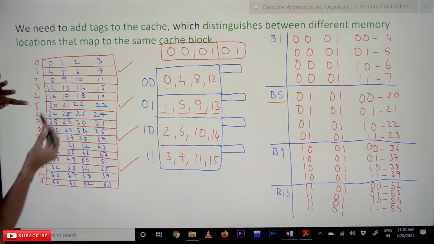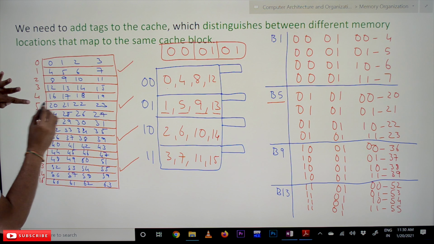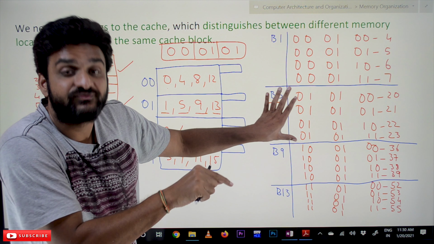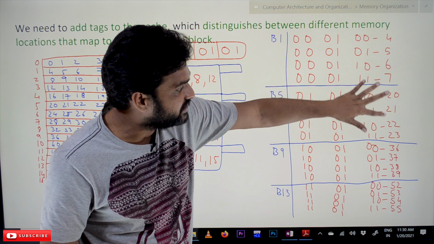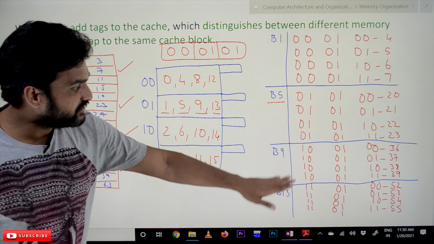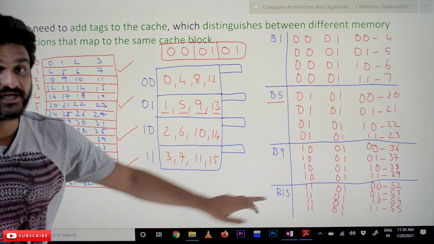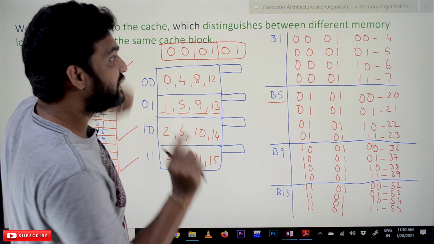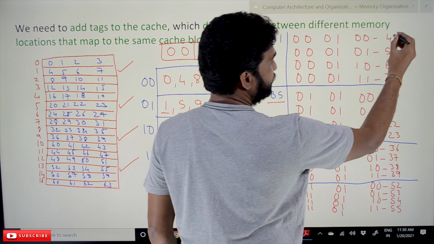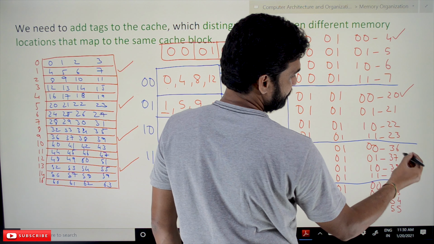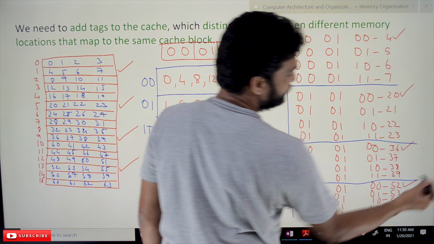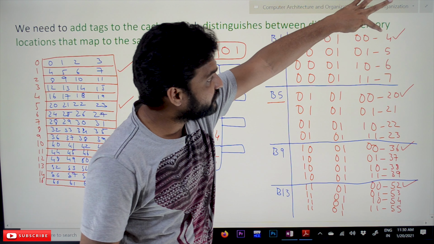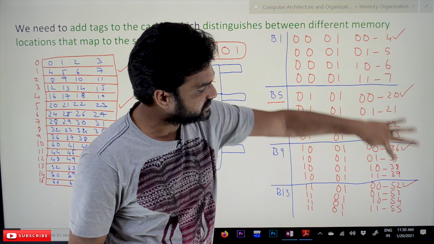20, 21, 22, 23. So these are the words that are present in block 5. The binary representations of the addresses of the words present in block 5 are these. Similarly for block 9 and block 13. So let's try to find the differentiation. For example, let's check word 4, word 20, word 36 and word 52. Let's find the similarities for the bits that are present in word 4, word 20, word 36 and word 52.